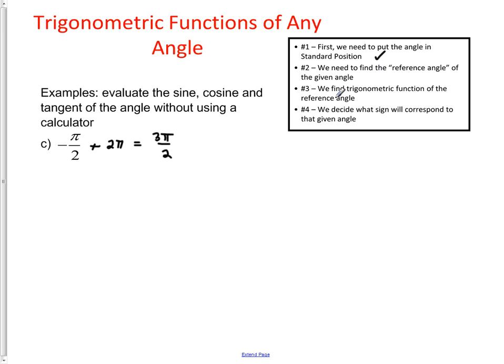Reference angle. Well, the problem here with the reference angle is that this is not one of our reference angle positions, right? We cannot write an acute angle or an obtuse angle that fits it. This is, in fact, a right angle that terminates on the negative y-axis. It is a quadrantal angle.